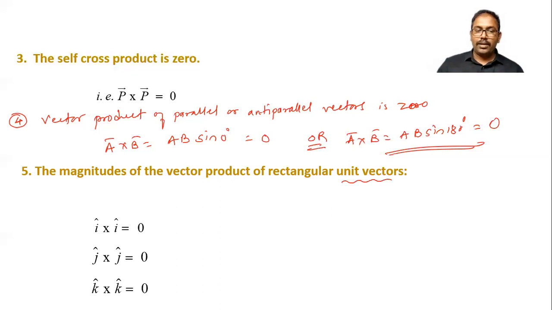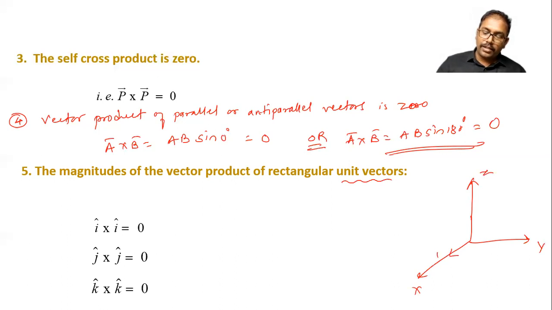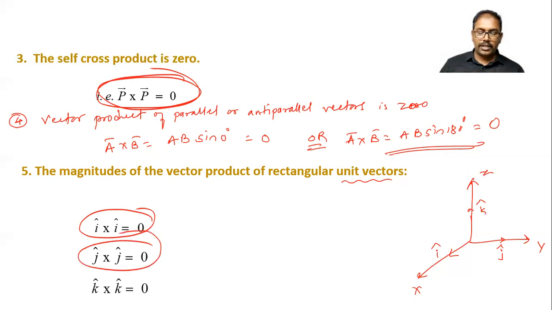I, j, k. It is coming like this. Pay attention. When we are talking about I, j, and k, this is x-axis, this is y-axis, and this is z-axis. So I cap in this direction, j cap in this direction, and k cap in this direction. Now, when the vectors are same, then the product is 0 by their property number 3. J cross j, they are same, so 0. K cross k is 0. In the previous one, I cap dot I cap is 1, but here I cap cross I cap is 0. Then after that, I cap cross j cap is k cap.